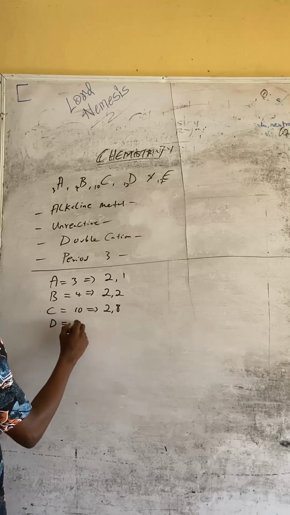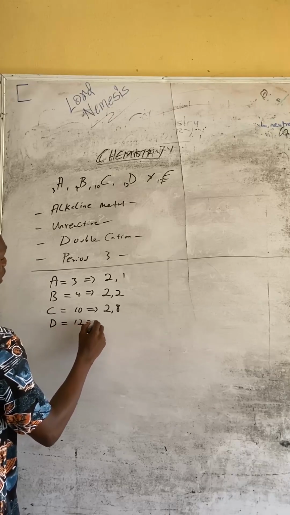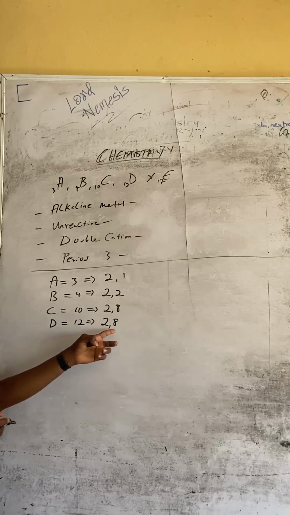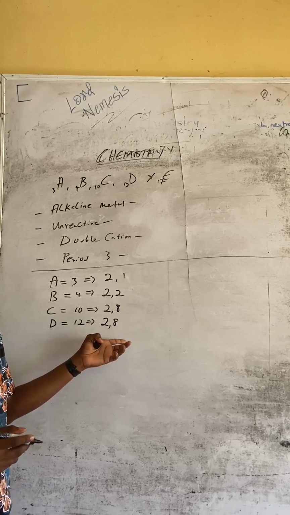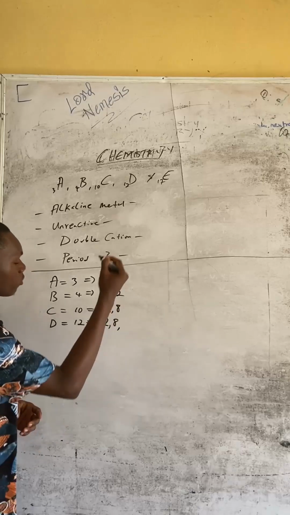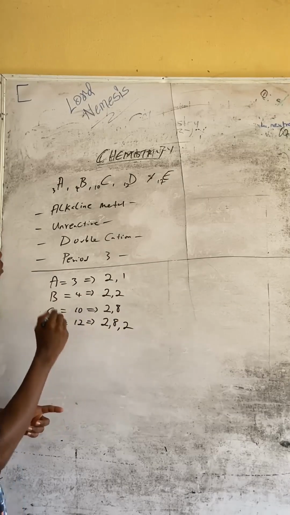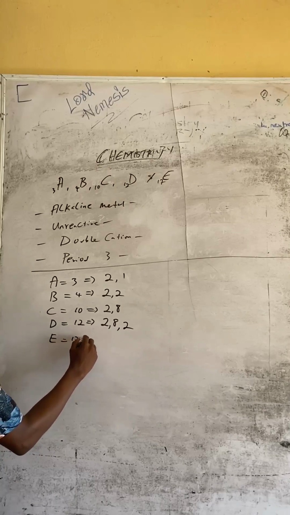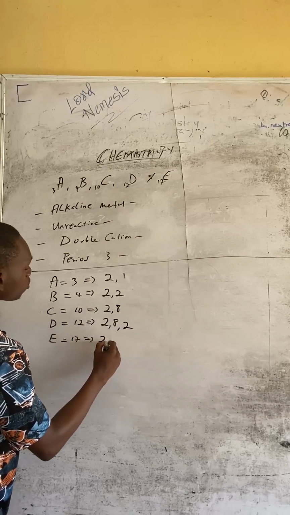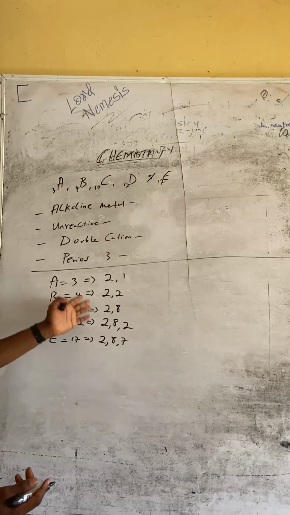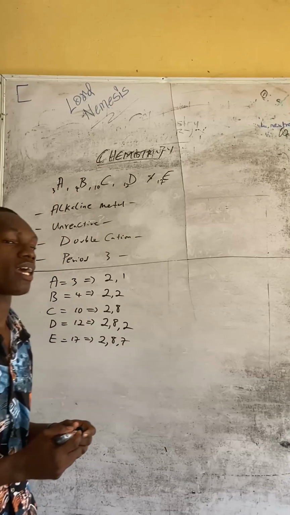And the next one is D, having 12 electrons, we configure it as 2, 8. Now, the second shell is filled with 8 already, 8 is the maximum that the second shell can hold. We now move to the third shell holding 2 electrons. And the last one is E, having 17 electrons. We'll do the same with this, 2, 8, and 7. So these are the electronic configurations of these atoms.